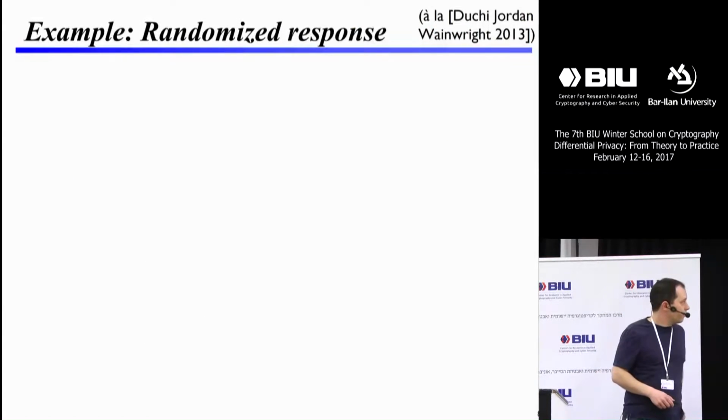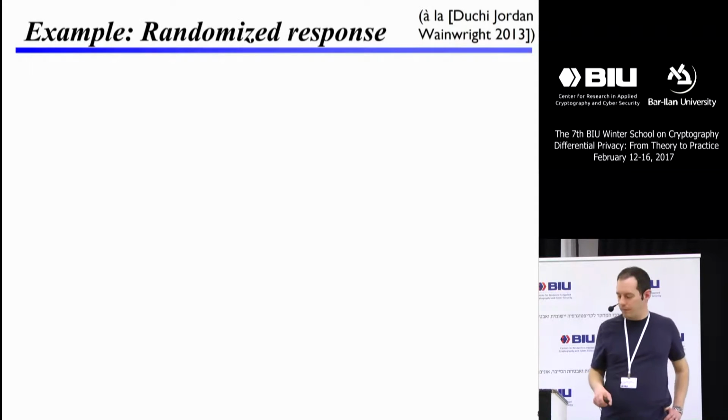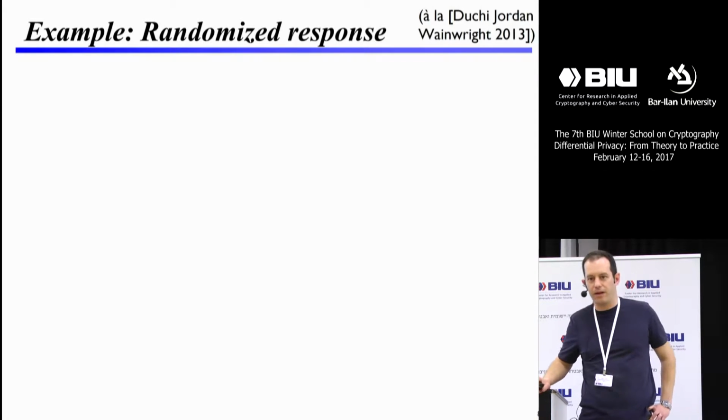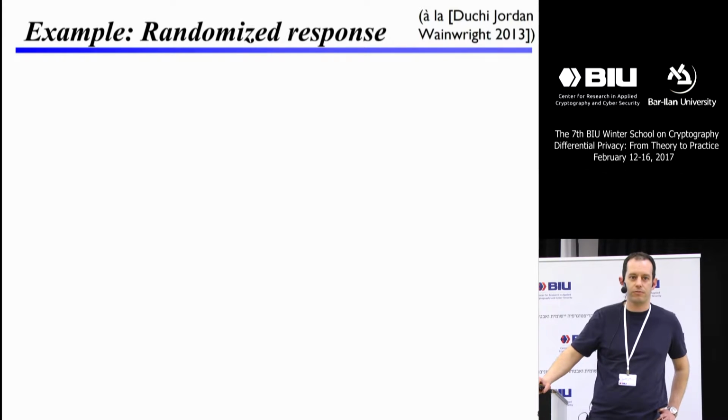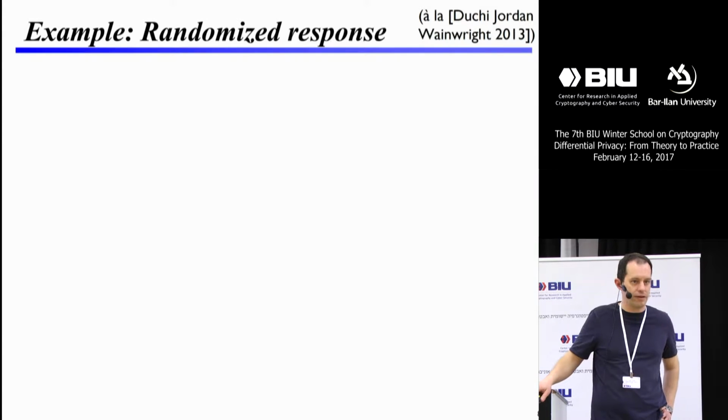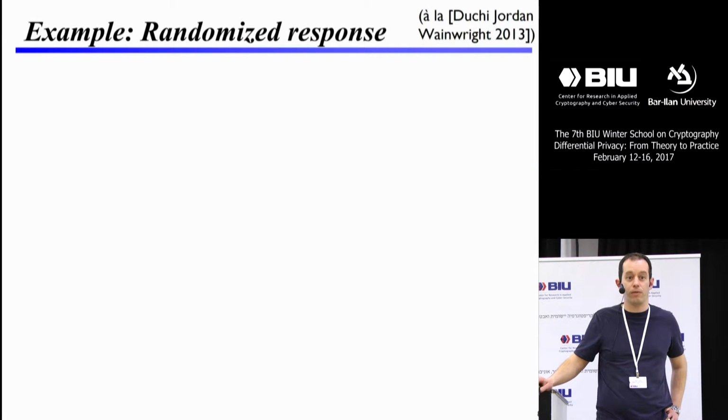Okay, so let's start by revisiting randomized response. This was the first example of a differentially private algorithm we saw in this winter school, when Katrina made us all provide information about whether or not we'd ever cheated on exams.